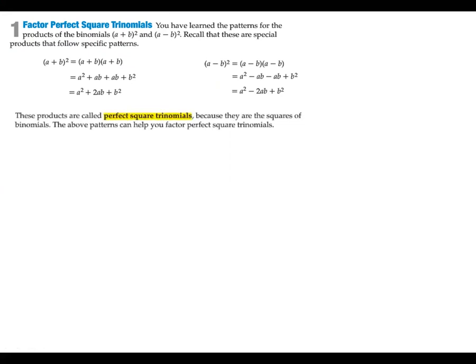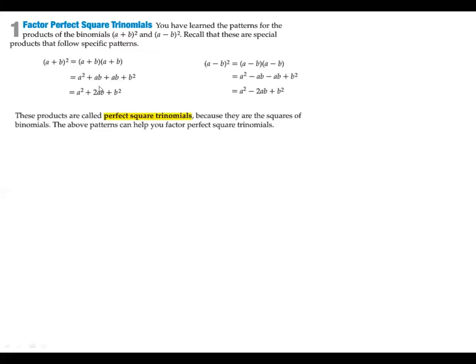You've learned the patterns for products of binomials, a plus b quantity squared and a minus b quantity squared. We learned that in previous sections. Recall that these are special products that follow specific patterns. So a plus b quantity squared is a plus b times a plus b, which if you FOIL it out becomes a squared plus 2ab plus b squared. A minus b quantity squared is just a minus b times itself. And if you FOIL it out, you get a similar looking thing, except it's subtraction. So a squared minus 2ab plus b squared. These products are called perfect square trinomials because they are squares of binomials.